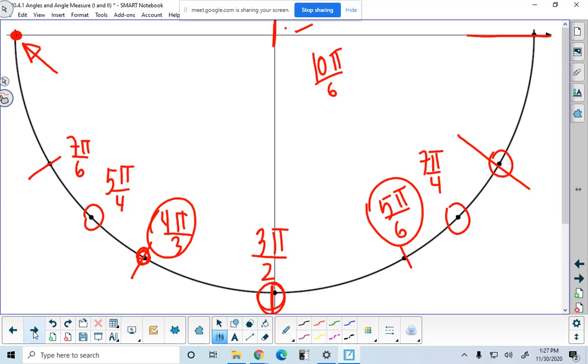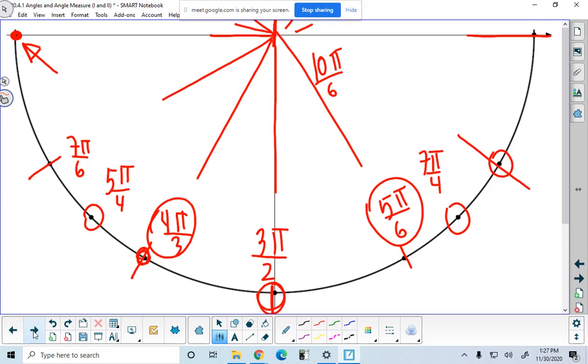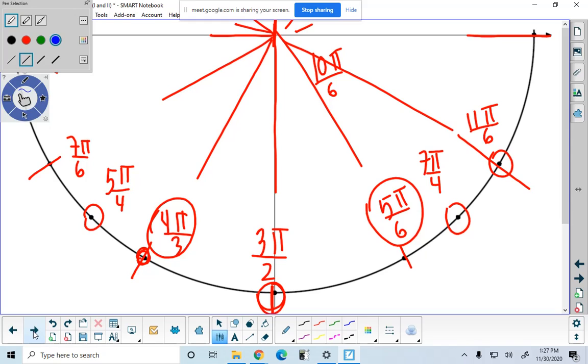pi over 6, 2 pi over 6, 3 pi over 6, 4 pi over 6, 5 pi over 6, 6 pi over 6, 7 pi over 6, 8 pi over 6, 9 pi over 6, 10 pi over 6, 11 pi over 6. And of course, we can put in all of these angles. I have confidence in you that you would be able to come up with these angles.